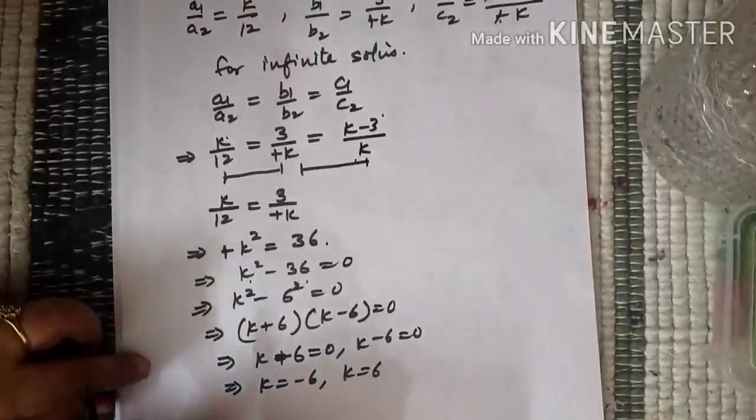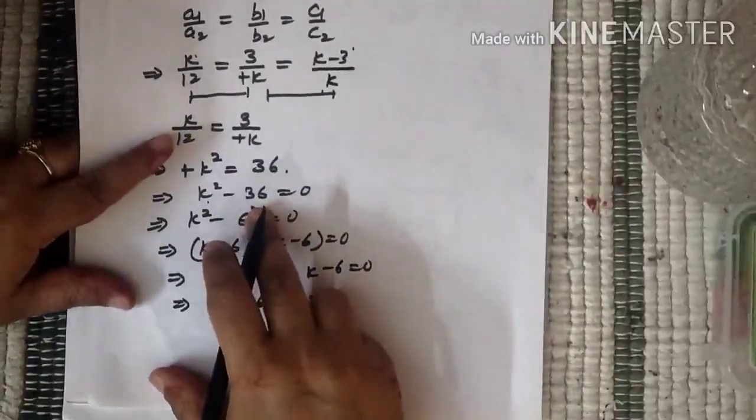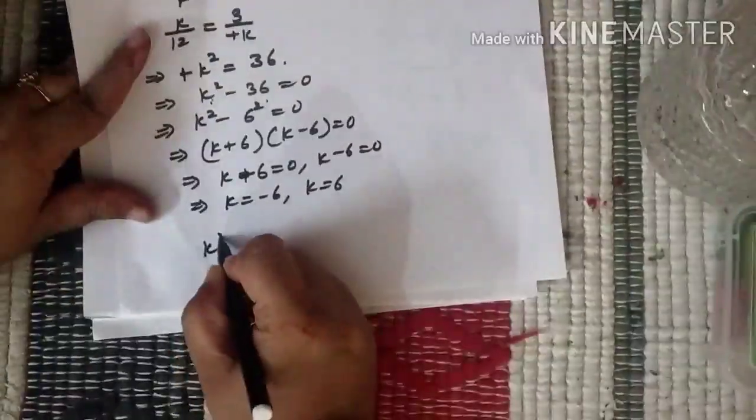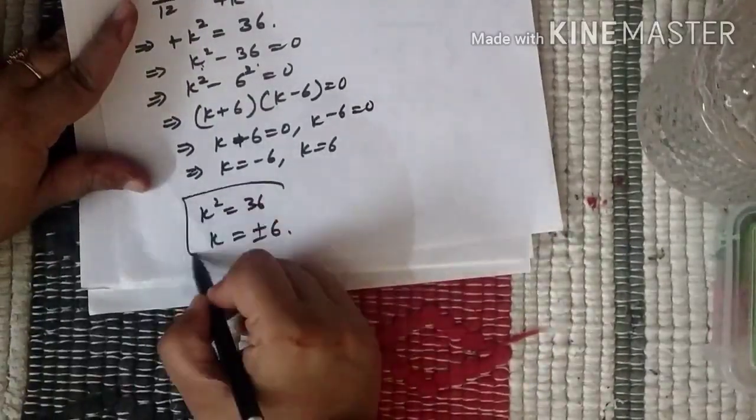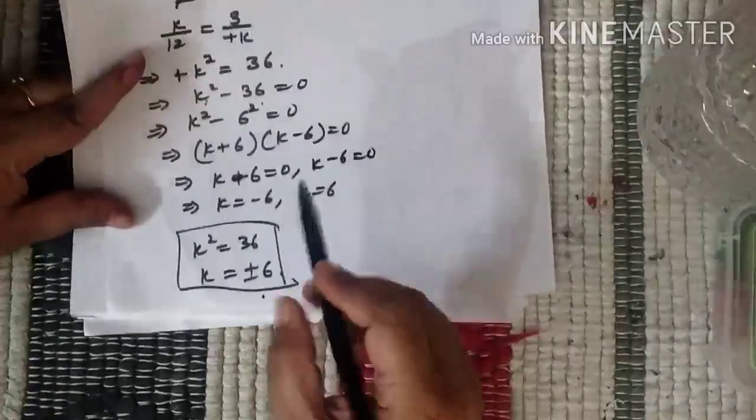Whenever we have the square root of a perfect square number, you can directly write k square equal to 36 implies, if you remember, k is plus minus 6. How does this come plus minus 6?